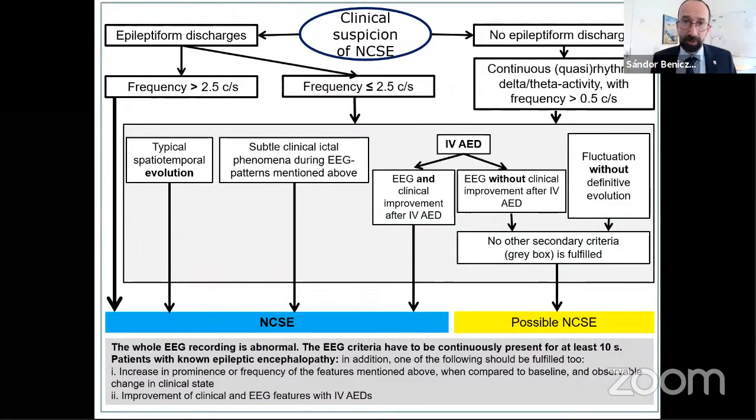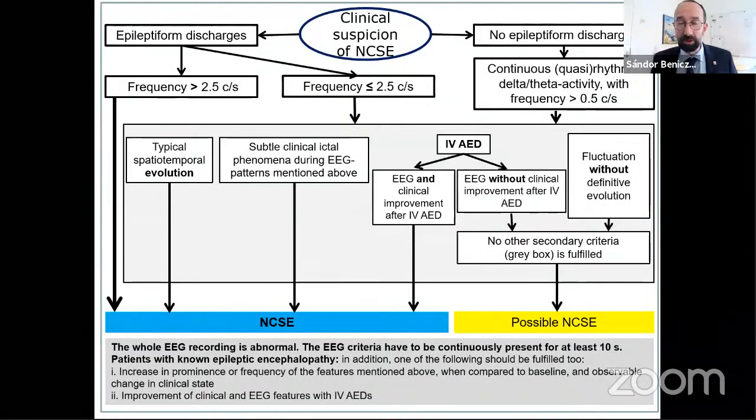So to avoid that these poor children are overtreated, for this case of developmental epileptic encephalopathy, you need some additional criteria to be present in order to diagnose non-convulsive status epilepticus. So you need either an increase in prominence or frequency of the features mentioned above when compared to the baseline, and observable change in clinical state.